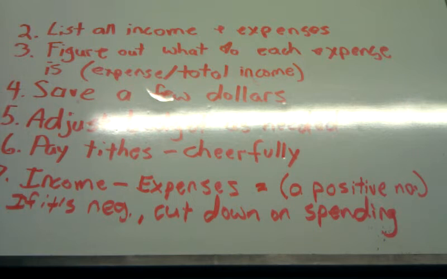Save a few dollars out of every check. Put money in savings. Number 5, adjust the budget as needed. Number 6, pay your tithes cheerfully. It only counts if it's cheerfully. Number 7, income minus expenses should equal a positive number. If it's a negative number, cut down on spending.